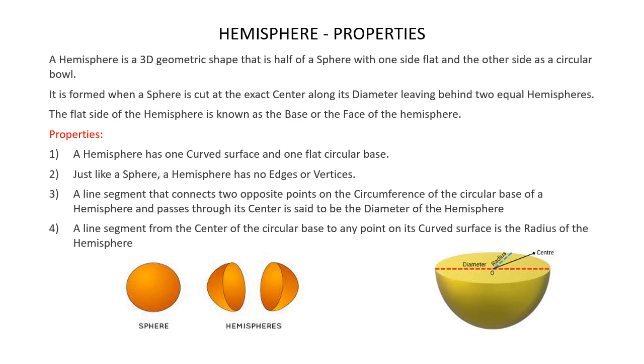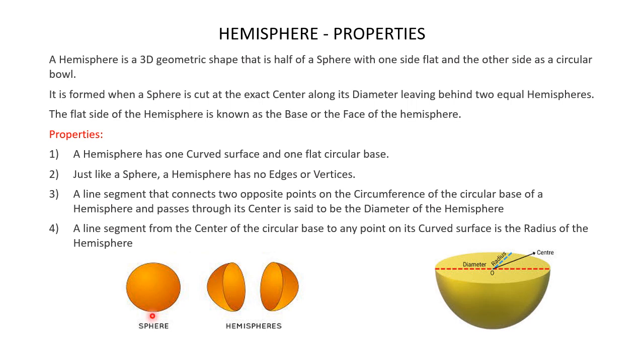Let's now learn about a few properties of a hemisphere. So what is a hemisphere? A hemisphere is a 3D geometric shape that is half of a sphere with one side flat and the other side as a circular bowl. It is formed when a sphere is cut at the exact center along its diameter, leaving behind two equal hemispheres. The flat side of the hemisphere is known as the base or the face of the hemisphere.